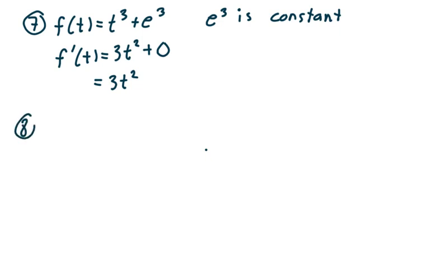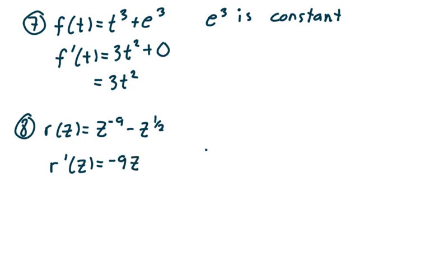Number 8. So r of z is z to the negative 9 minus z to the 1/2. So r prime of z is negative 9z raised to the negative 10 minus 1/2 z to the negative 1/2, right?